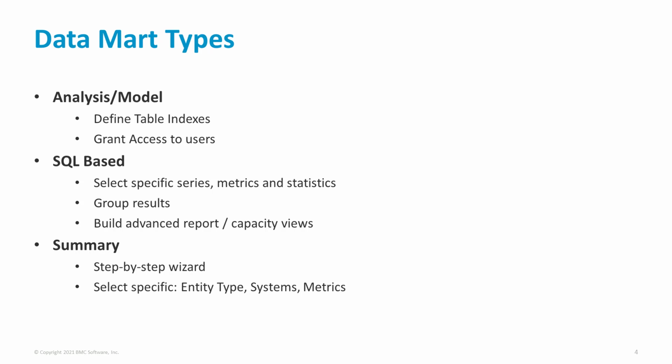The second type of data mart is the SQL-based data mart that uses standard SQL statements to manipulate data and create more complex views or reports. Using an SQL-based data mart, you can also rename columns to more appropriate labels. You can select a specific data series, metrics, and a statistic of interest. You can group the results, and you can build an advanced report template and advanced capacity views. A SQL-based data mart can be populated on the fly when the query is performed, which is the standard behavior.